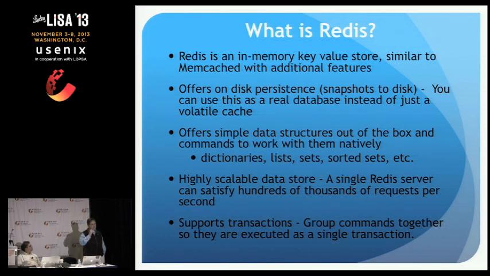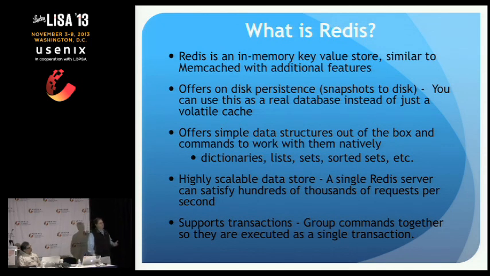So Redis is somewhat similar to Memcache, but it offers some additional things. The most important to us is basic data structures. With Memcache, you just have a string and a value, and if you want to build anything complex above that, you have to build your own data structures using this string key value. But with Redis, you get dictionaries or hashes, lists, sorted sets, etc. And these are extremely valuable.